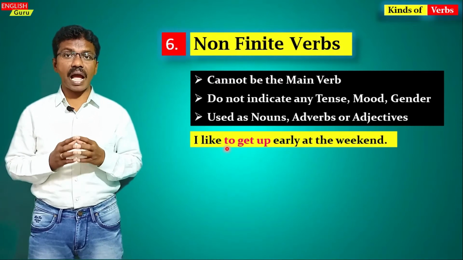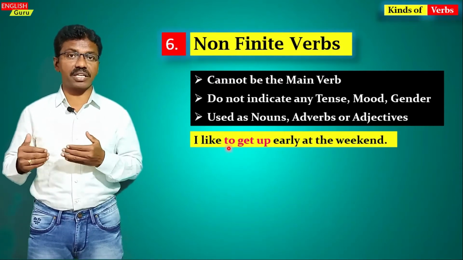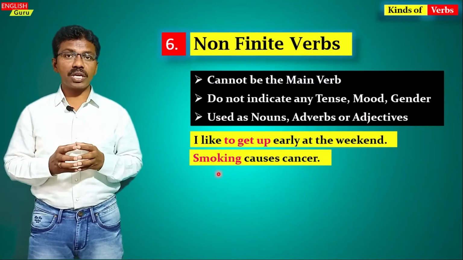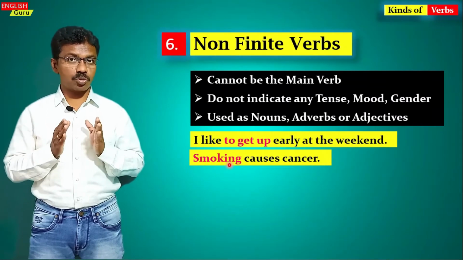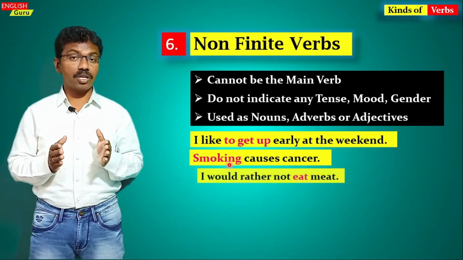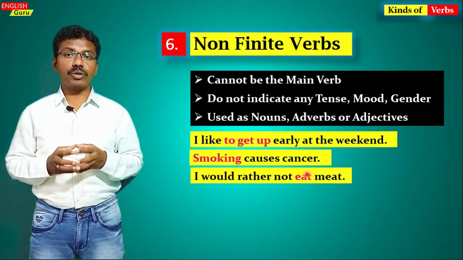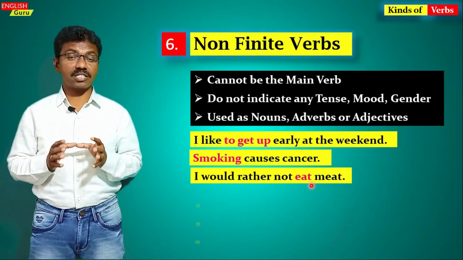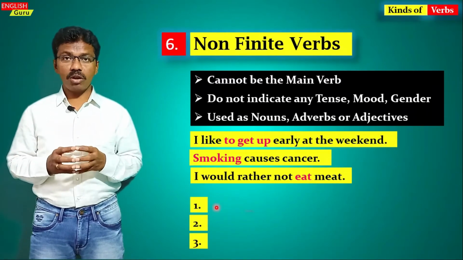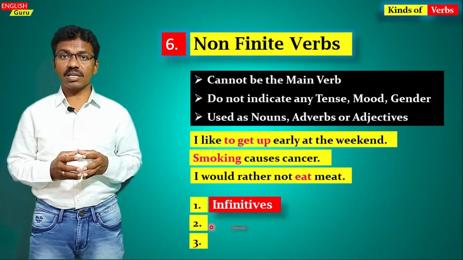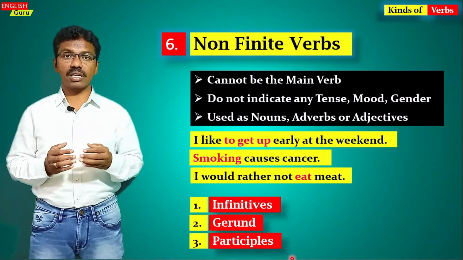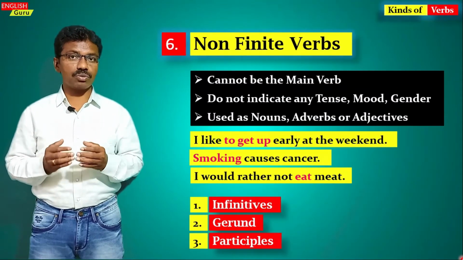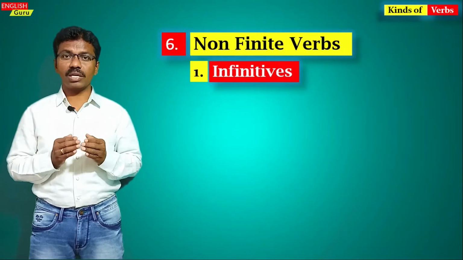For example, if you take, I like to get up early at the weekend. To get up is a non-finite verb. Smoking causes cancer. Smoking is a verb, a non-finite verb. I would rather not eat meat. Eat is a verb, but it is a non-finite verb. So non-finite verbs are of three categories. Number one, infinitives. Number two, gerunds. Number three, participles. Now let us try to see about each one in a clear manner.